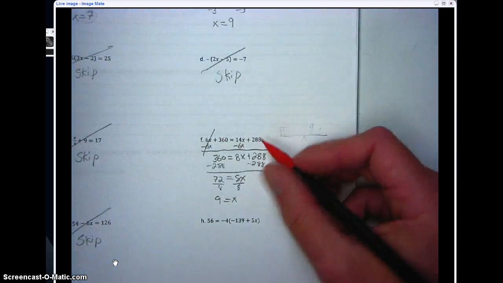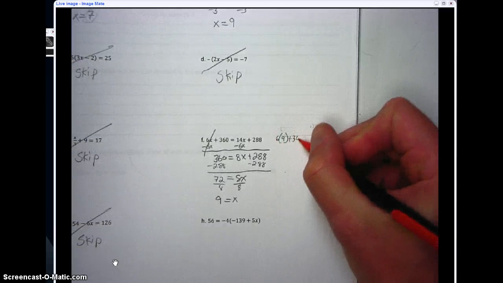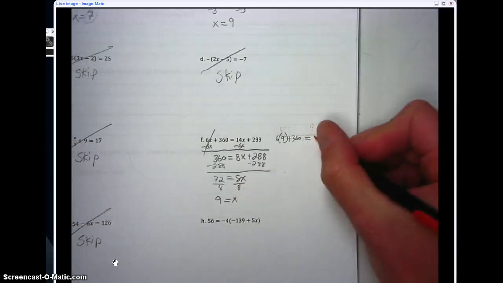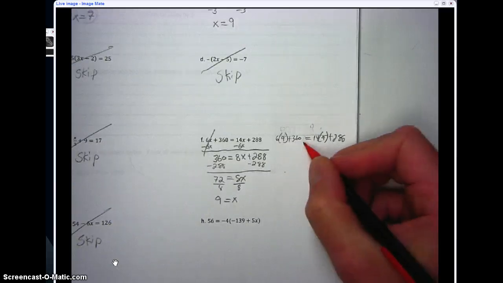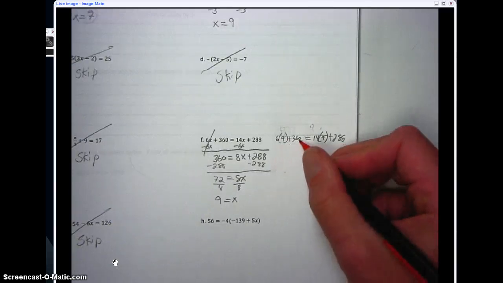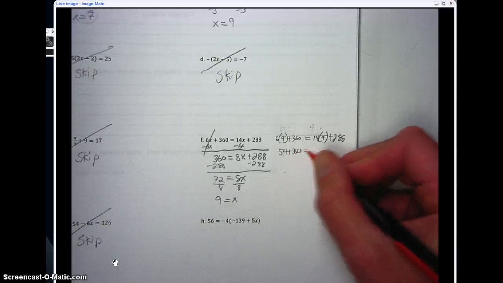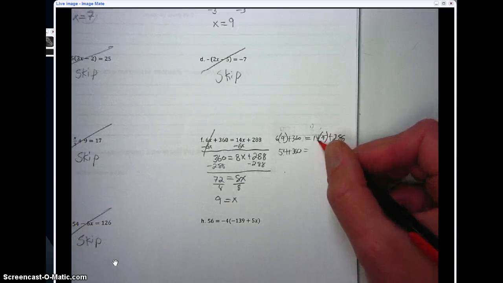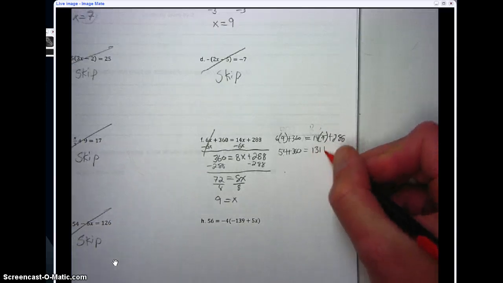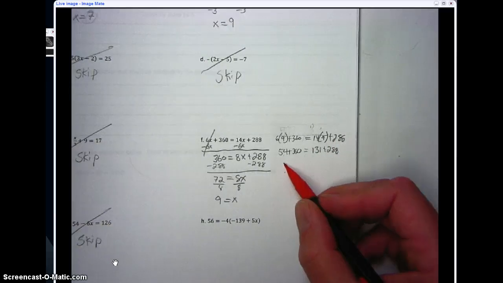Okay, quickly verify. I take the 9, I put it up here in the beginning. 6 times 9 plus 360 should equal 14 times 9 plus 288. And if you multiply it out, 6 times 9 is 54 plus 360. 14 times 9, well, that's 131, I believe. 14 times 10 is 140, so this is 131 plus 288. And if you add those together, you should end up with a statement that is true.